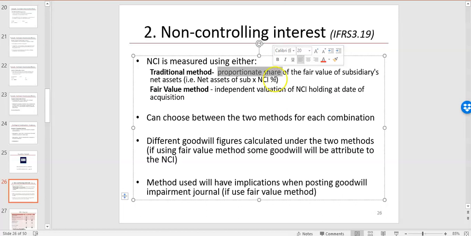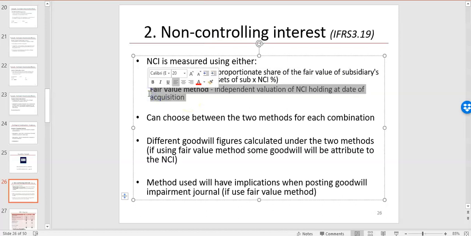We call that the traditional method. It's also called the partial method. So in that method, there's no goodwill attached to the NCI. The other method is called method 2, or the full method. This is where you measure the NCI at its fair value. So you get an independent valuation expert to say, what's the value of a 20% shareholding in this subsidiary? And under IFRS 3, you can choose which method to use for each combination. So for each acquisition you can decide whether you want to do method 1 or method 2.